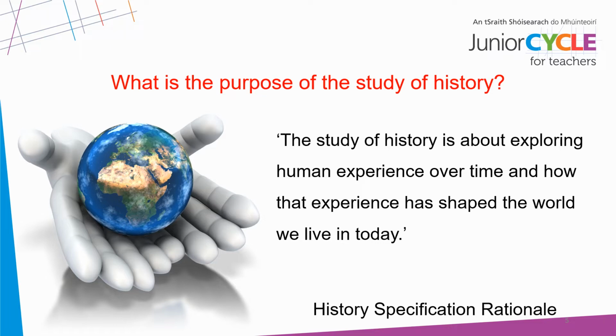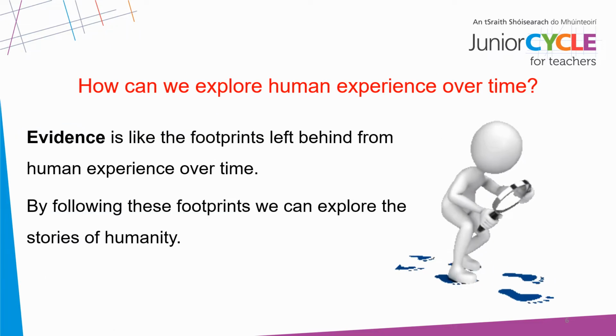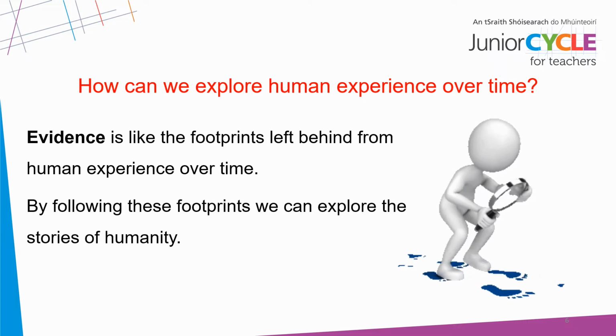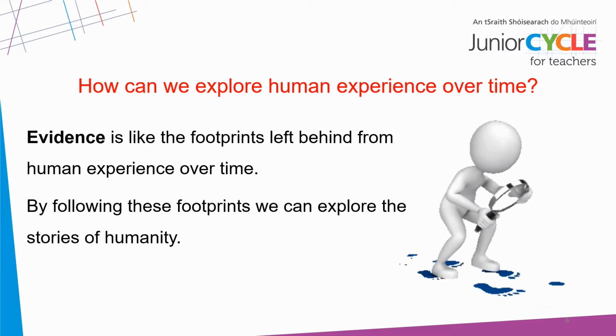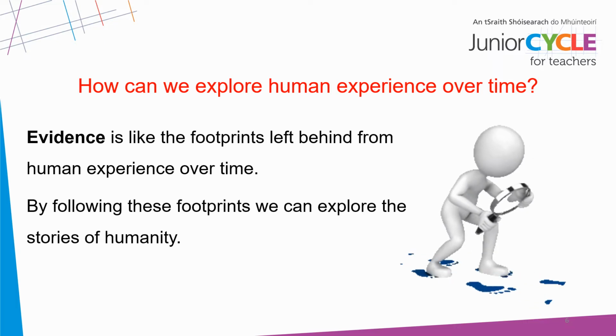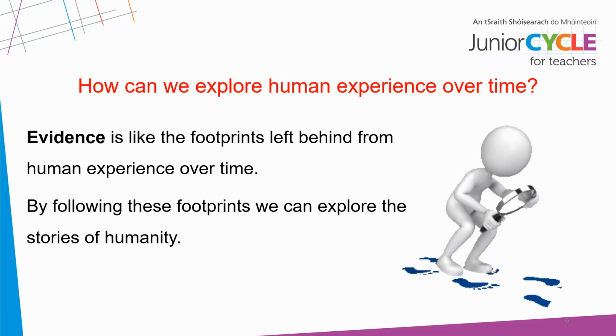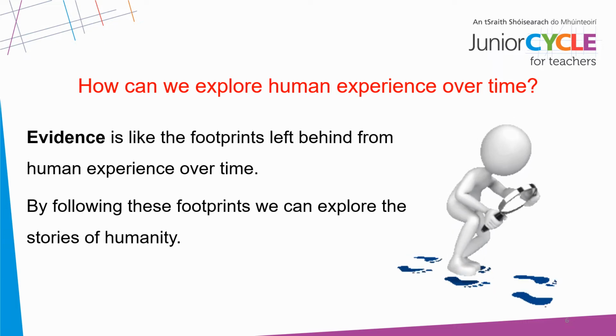The rationale of the Junior Cycle History specification says the study of history is about exploring human experience over time and how that experience has shaped the world we live in today. How do we go about exploring human experience over time? Evidence is like the footprints left behind from human experience over time, and by following these footprints, we can explore the stories of humanity.